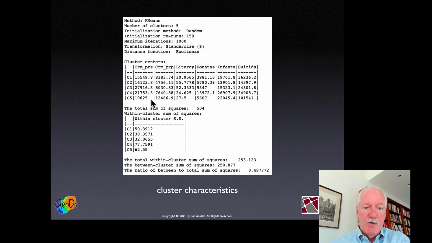And for example, you see the cluster center for the crime against persons. Remember, the variables are flipped, so a higher value is lower crime.